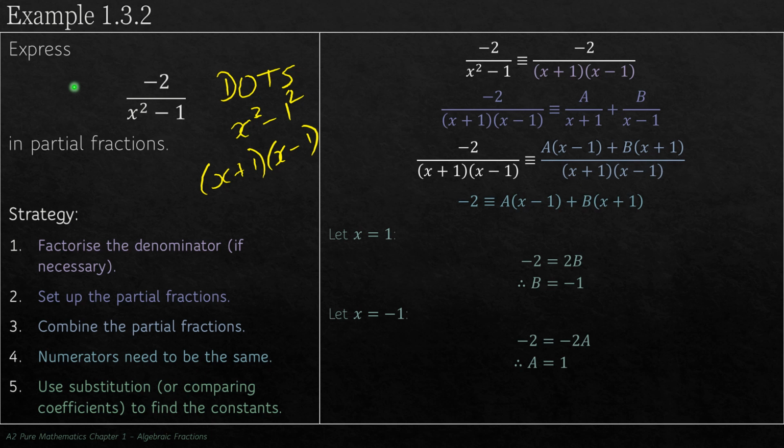Make sure you finally answer the question. So it's 1 over x plus 1, take away 1 over x minus 1. You might have written that the other way around, which is absolutely fine. Minus 1 over x minus 1 plus 1 over x plus 1. That's the same as this, so it's absolutely fine. So well done if you did that before watching my solution.